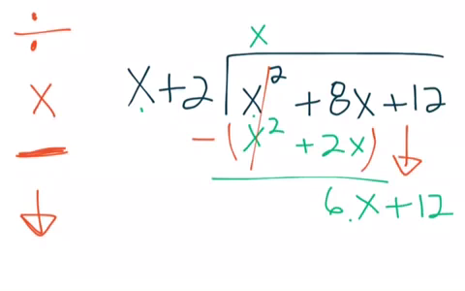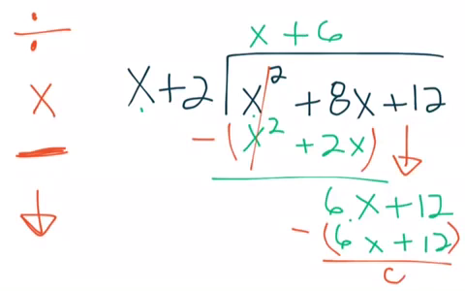6x divided by x gives me positive 6. Multiply and I get 6x plus 12. And then when I subtract, I get 0. So my final answer would be x plus 6.